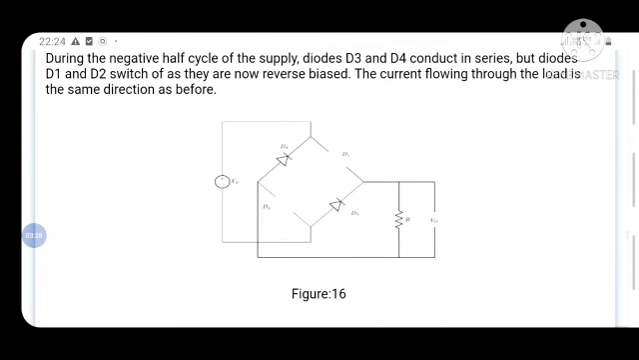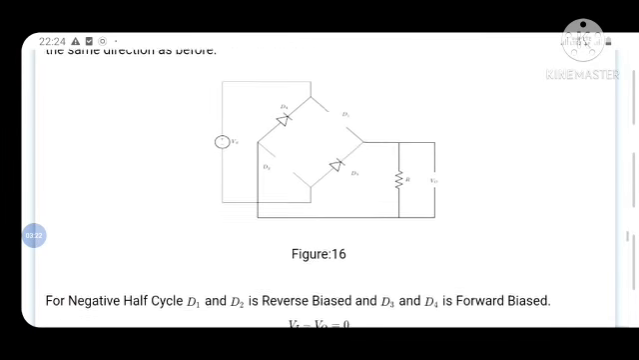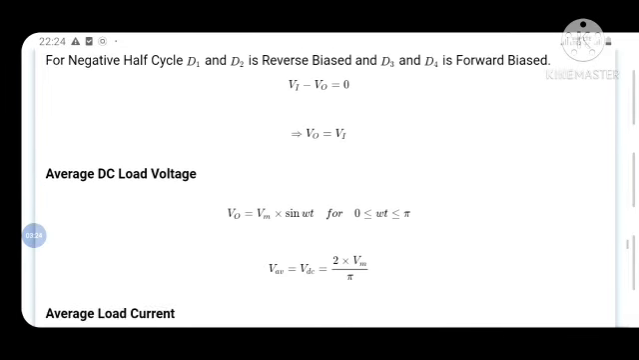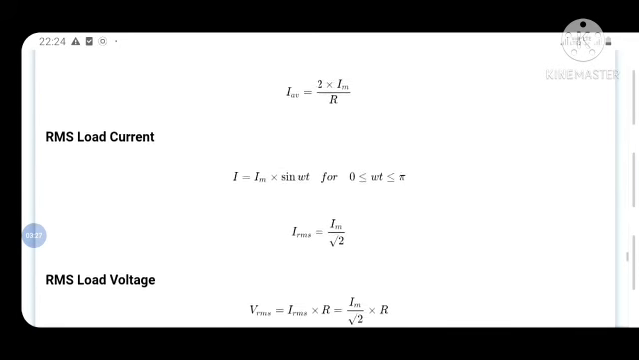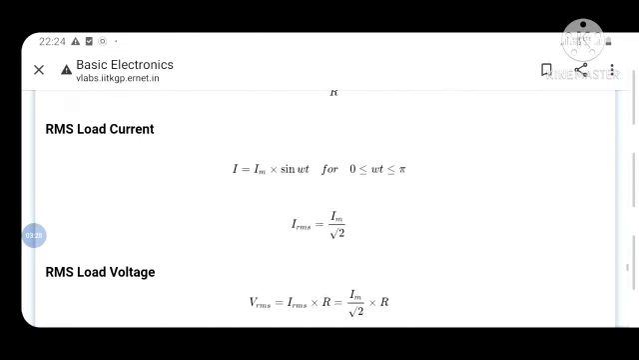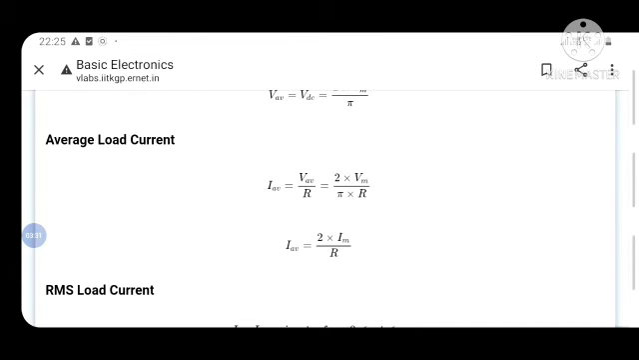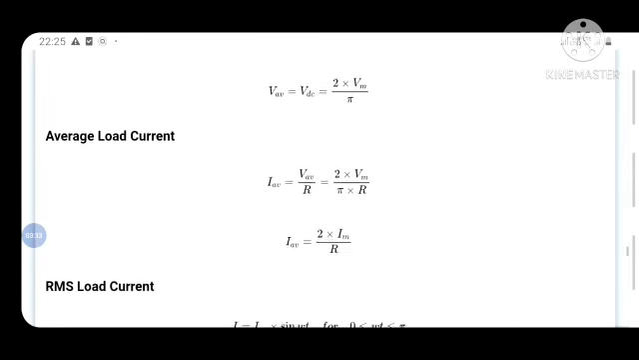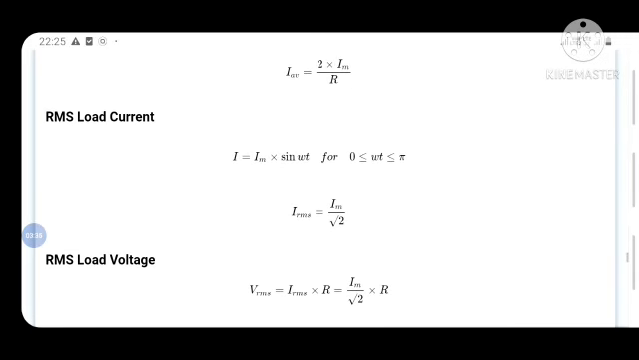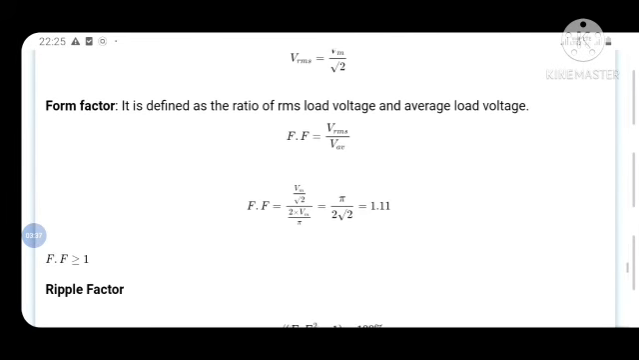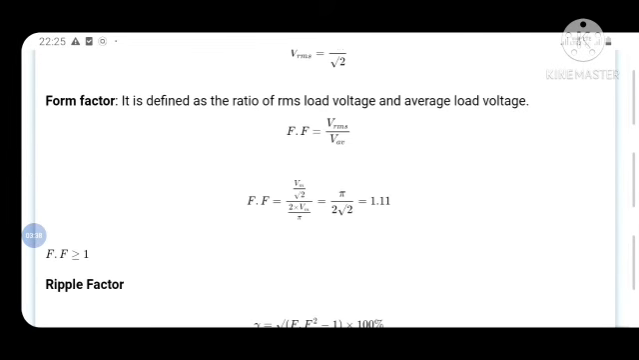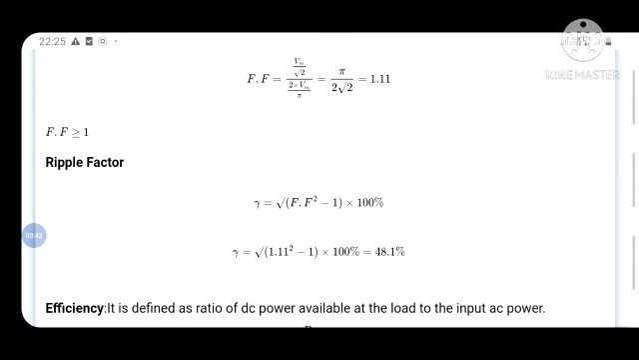This is the operation during the negative half cycle. In this case also the voltage will be positive at the output. All the equations are given. You can read it out. This will help you to calculate different parameters like form factor, ripple factor. You can see the equation of the ripple factor.